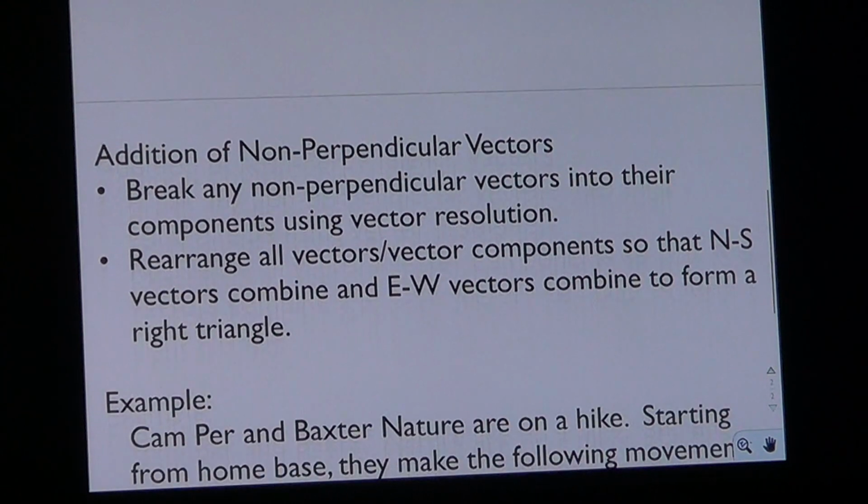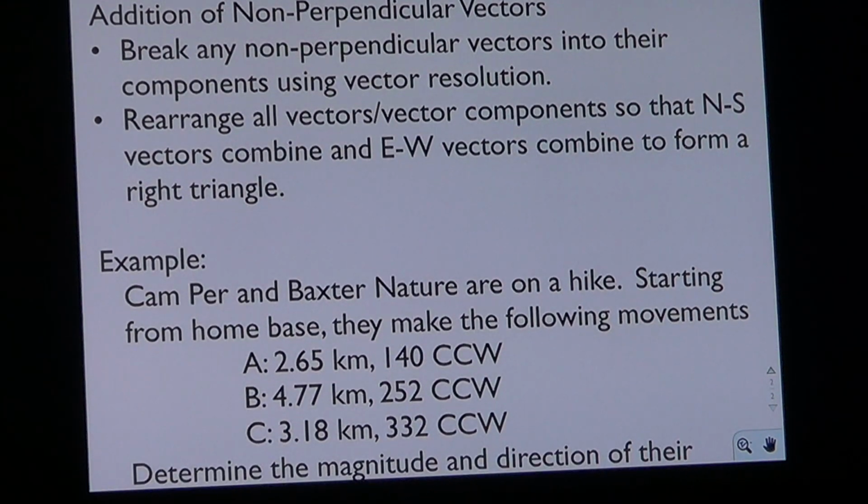Alright. And then, the addition of non-perpendicular vectors. So that is what number 4 was on the worksheet, which I told you you didn't have to do yet. Some of you already attempted it, and maybe after you saw the notes you were confirmed that you were doing it correctly. But if we have any non-perpendicular vectors, they're not 0, 90, 180, or 270 degrees, we can break those into their components that are perpendicular vectors, which we had been doing yesterday, breaking vectors into their components.